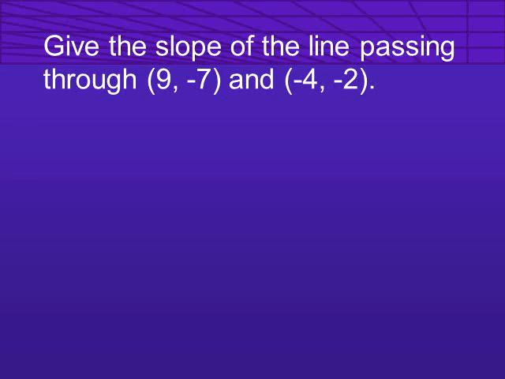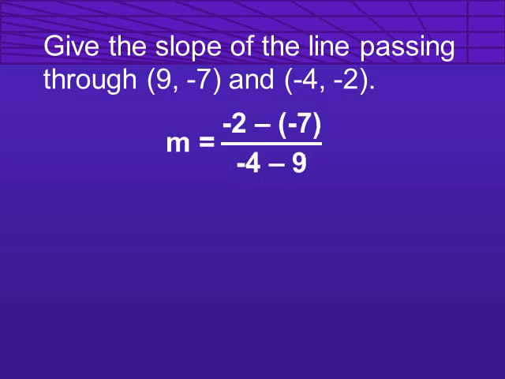So let's work an example. If I have a line that goes through these 2 points, I need to find the slope. So I'm choosing the -4, -2 as my point 2, and the 9, -7 as my point 1. And remember, when you subtract a negative, that is like addition. So when I simplify, I will get a -5/13.